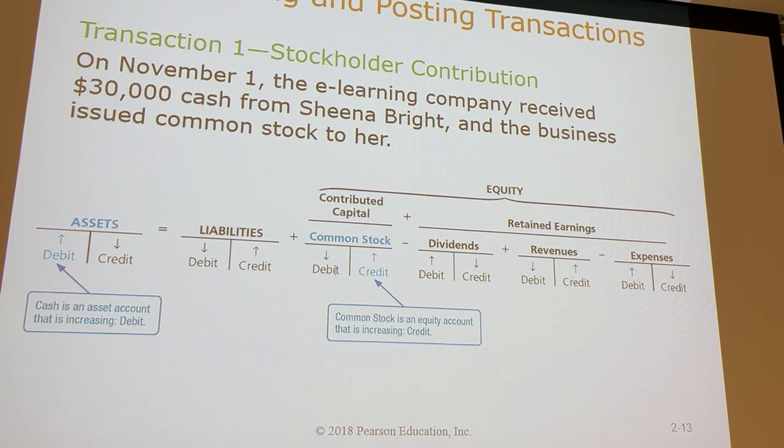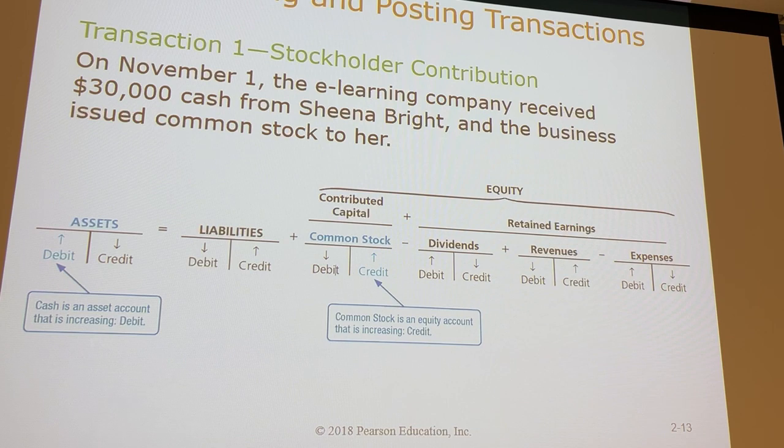So the first transaction says on November 1st, the e-learning company received $30,000 cash from Sheena Bright, and the business issued common stock to her. So the way that we would analyze this transaction is that we would say that cash is an asset account, cash is going up, and the rule for an asset account is that it's going to go up with a debit. So therefore, we know that for cash, we're going to show a debit to that account.